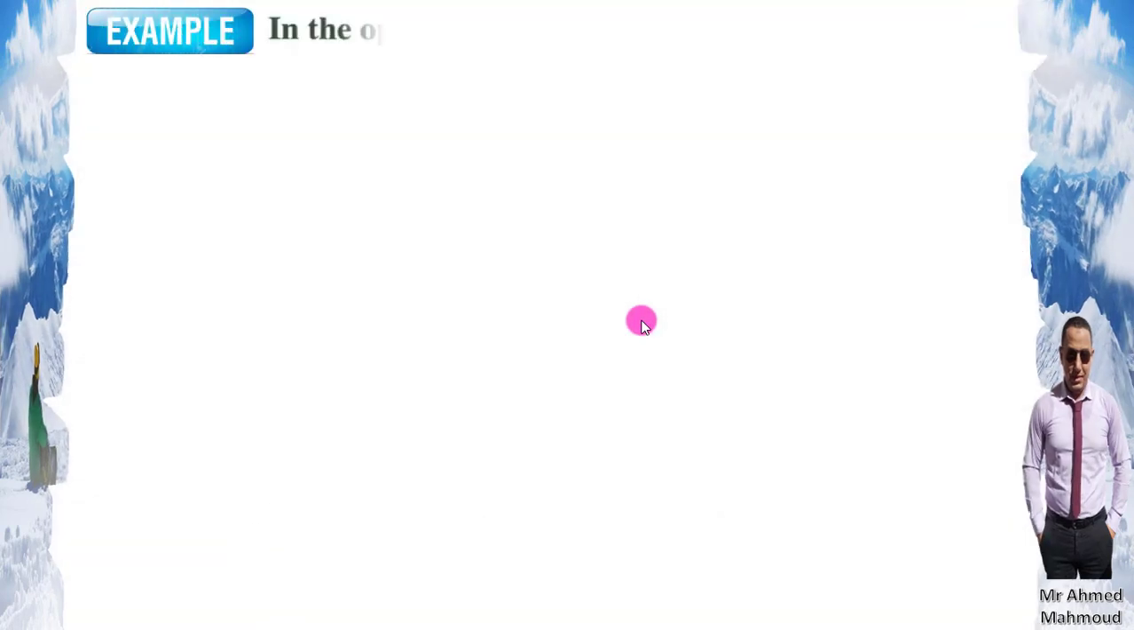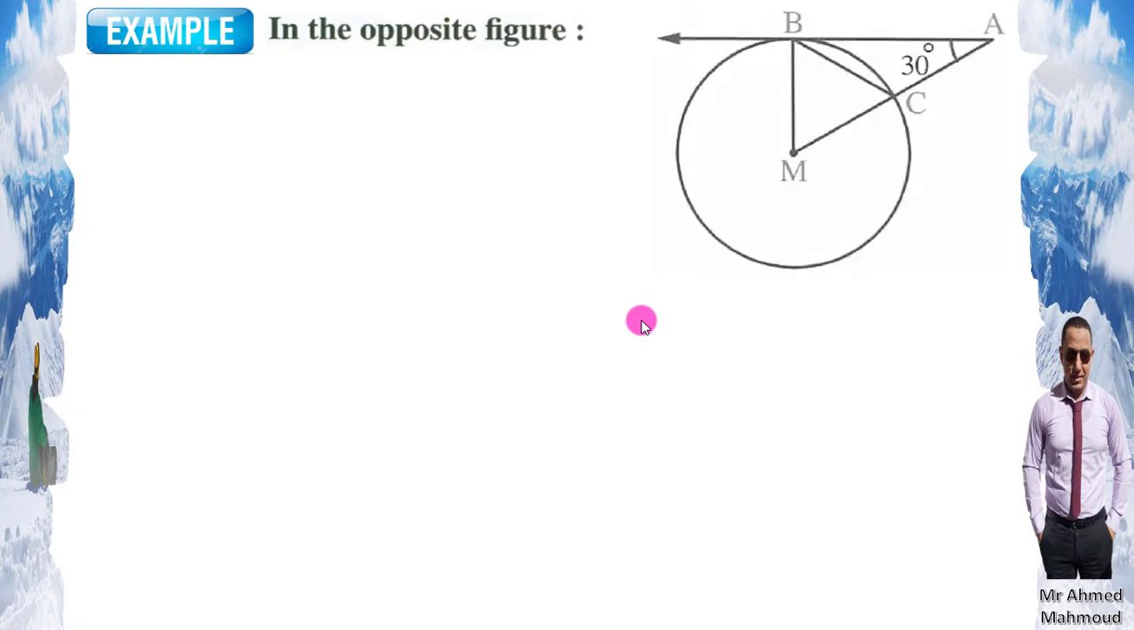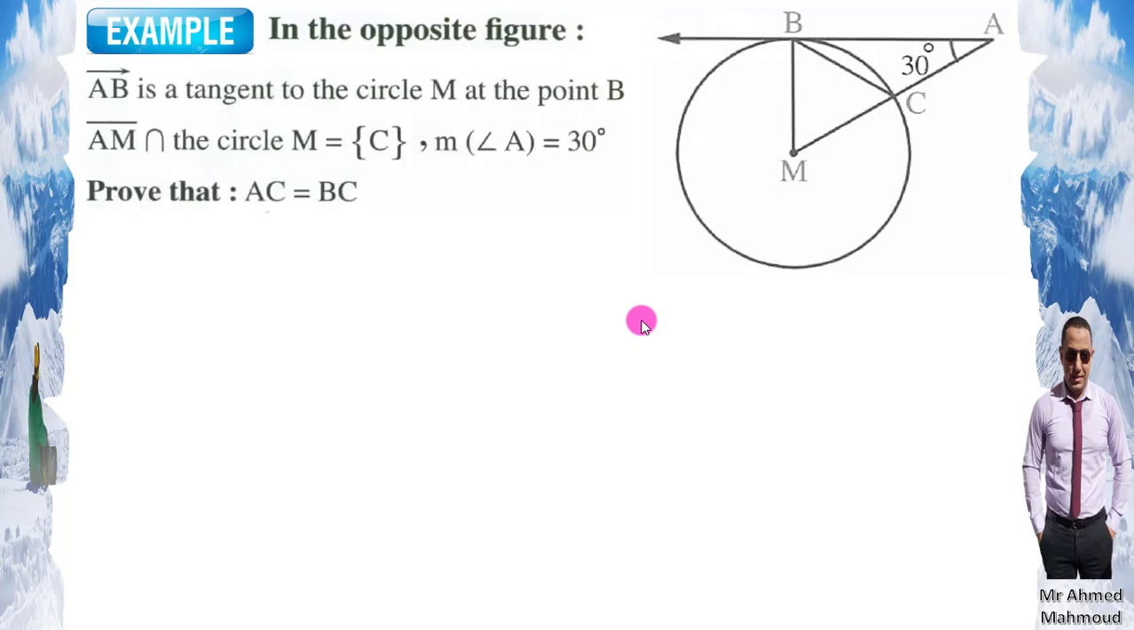In the opposite figure, measure of angle A equals 30 degrees. AB is a tangent to the circle M at the point B. AM intersects the circle M at C. Measure angle A equals 30 degrees. Prove that AC equals BC.